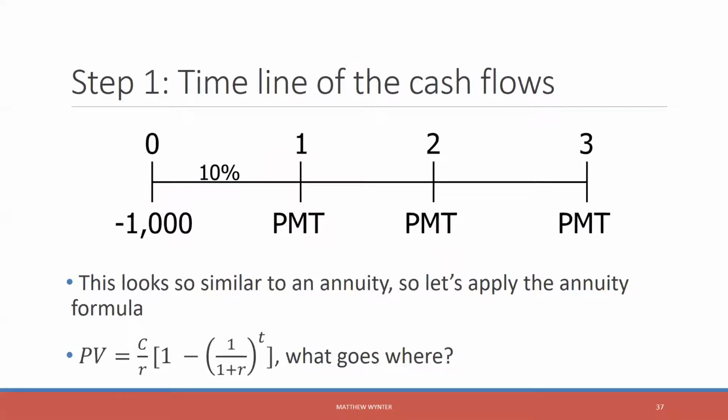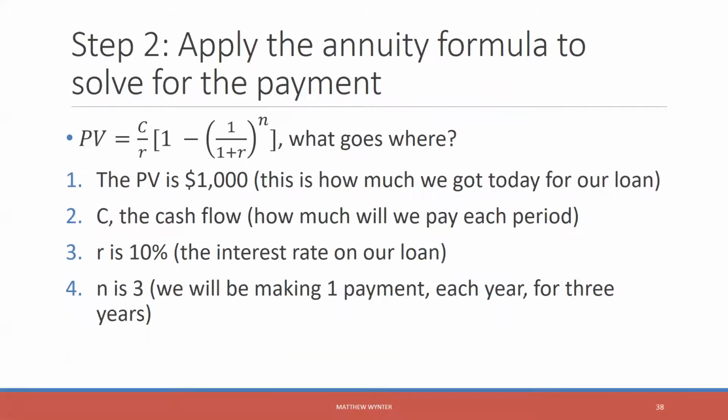So let's look at this. Today at time 0, we've got a cash flow of negative 1,000. That's the loan that comes in. At time 1, we've got a payment. Time 2, we've got a payment. Time 3, we've got a payment. We've got a discount rate of 10%. This looks so similar to our annuity formula, where our payment is going to be C, our cash that we're paying every single year. So let's see what goes where.